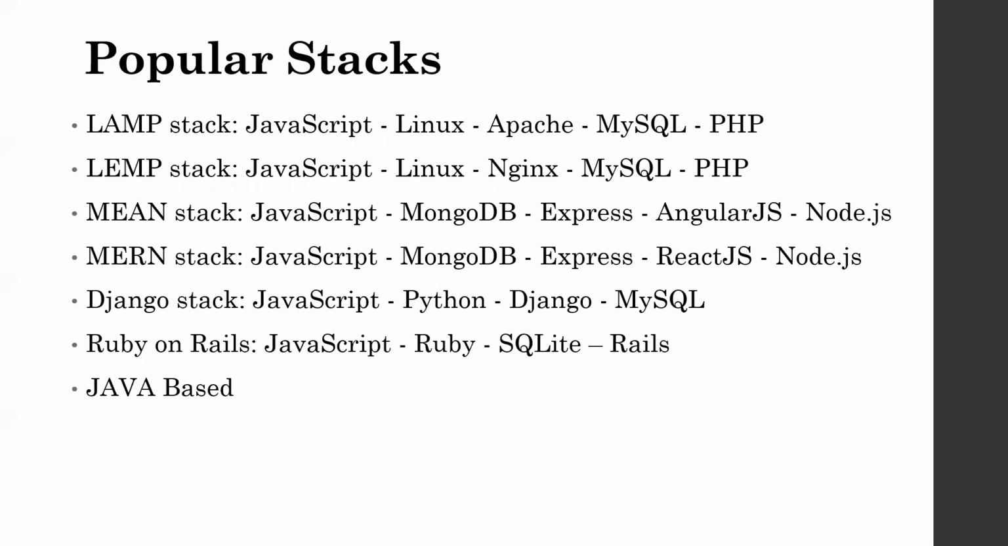LAMP is there, MEAN stack is there, Django is there, Ruby on Rails is there. But at the core, you are able to find JavaScript. So JavaScript with Linux, Apache, and MySQL or PHP is known as the LAMP. JavaScript, Linux, Nginx, MySQL, PHP. And the MEAN stack: MongoDB, Express.